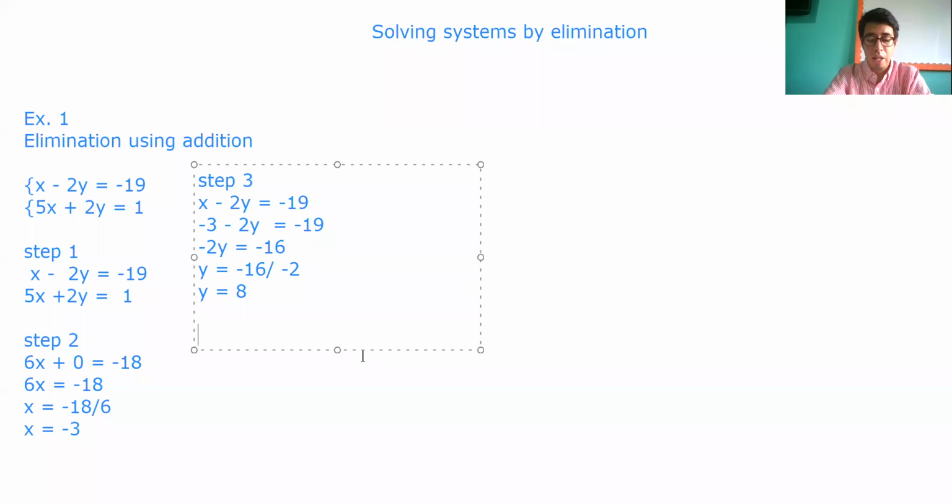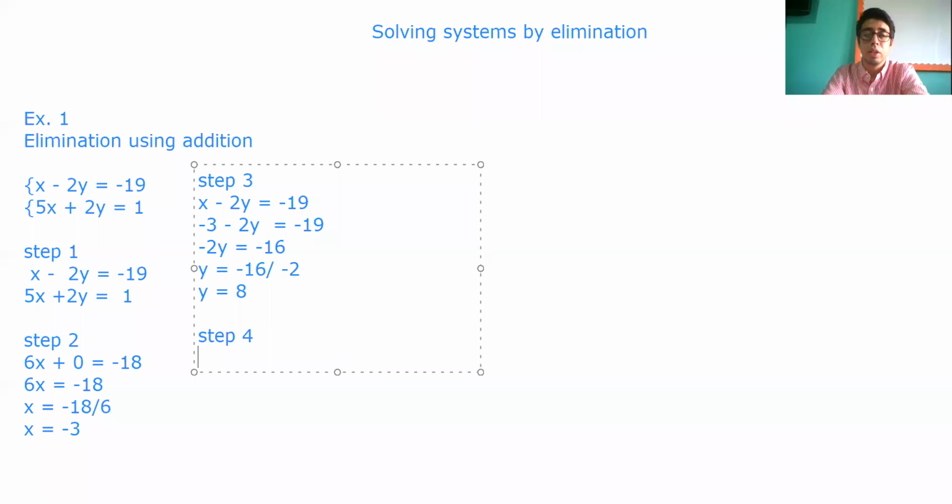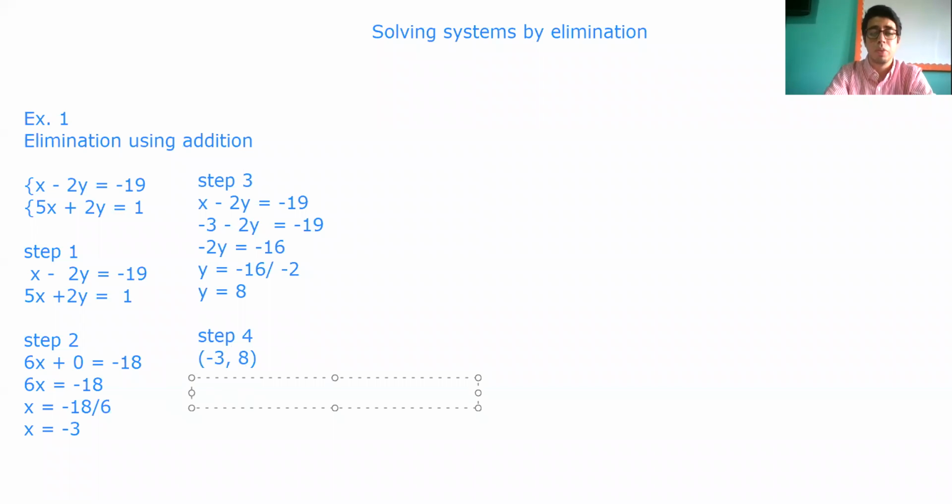And now I can write in step 4 the ordered pair. The ordered pair that I have is negative 3 for x and 8 for y. And what else can I do when I have the possible answer? I'm going to replace these values in the original equations and check if this is the solution for the system of equations. So I write in here to substitute, and I have the two equations.